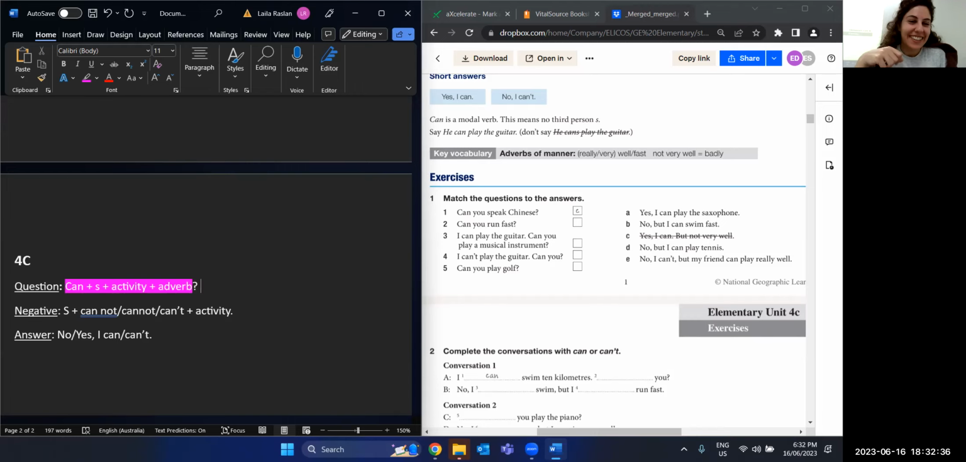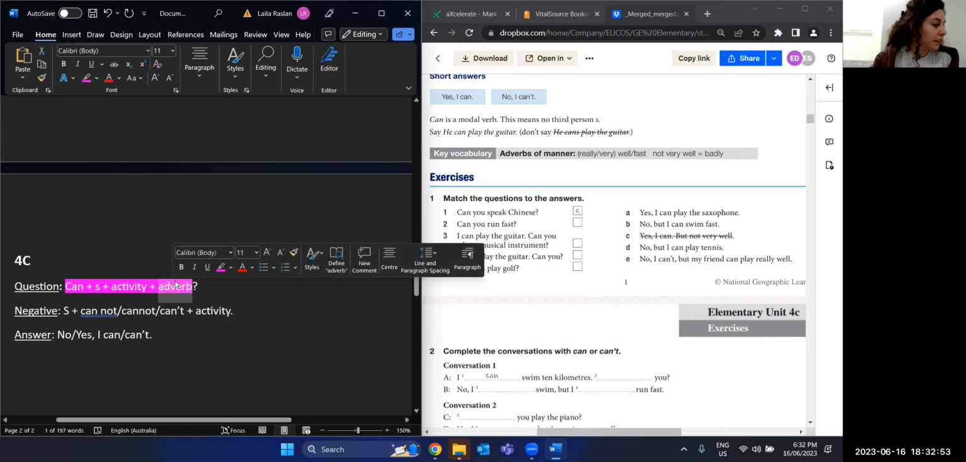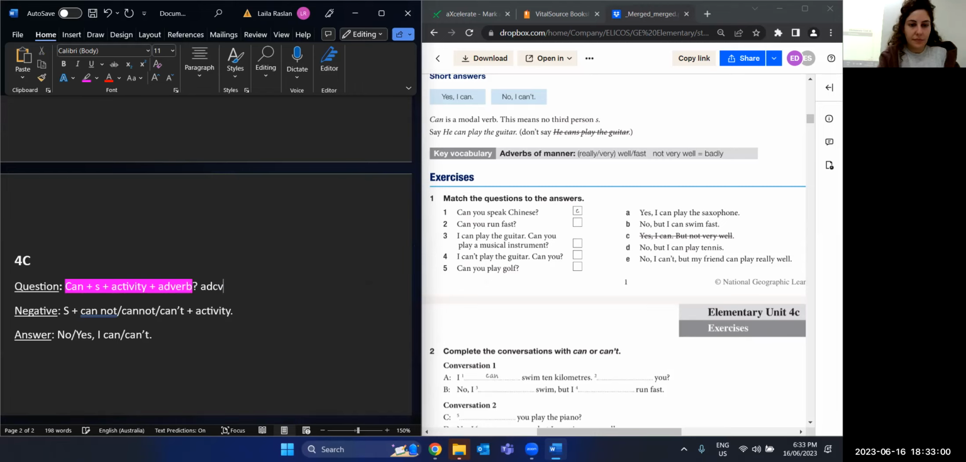Now, Conrado, ask Fernando if he can do something, not just, can he speak Italian? But can he speak Italian very well? Can he play soccer very well? So we'll practice the very well. Can you do something very well? So very well or very fast, if it's something to do with speed.